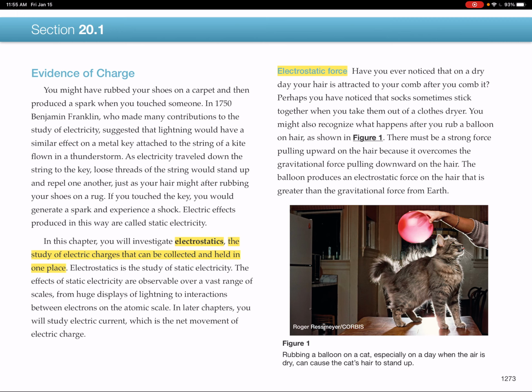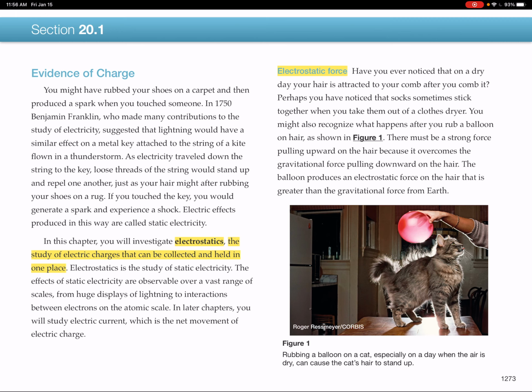So in this chapter, we're going to talk about something called electrostatics. That's the study of electrical charges that can be collected and held in place. These charges have forces between them. You can observe this in many different ways. Figure 1 here in the book is an example.